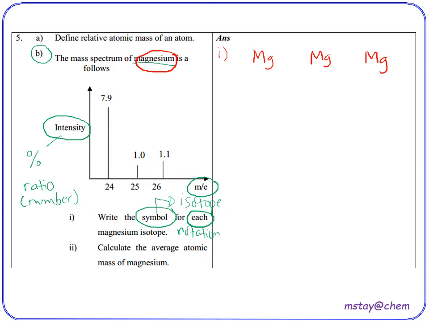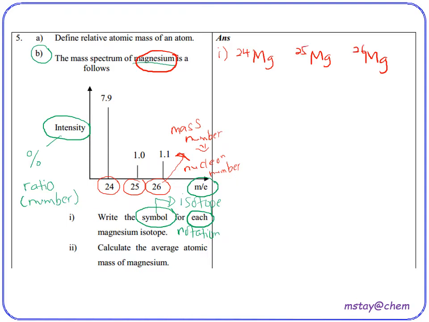We already know the horizontal axis, the x-axis, represents the mass: 24, 25, 26. All these represent the mass number. The mass number basically refers to the sum of protons and neutrons. That's why I will put 24, 25, and 26 at the top left.